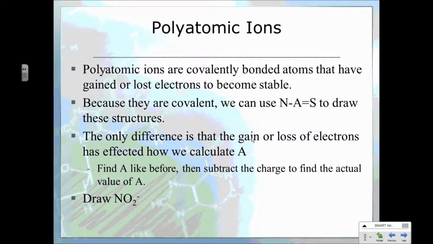Now, if we're going to draw NO2 minus, first we follow the process, NAS. So N: I have 3 non-hydrogens, that's a total of 24. A: nitrogen is in the 5th column, oxygen is the 6th, so each nitrogen needs 5, each oxygen needs 6, that's 17. That looks goofy. 24 minus 17 is 7, that's 3.5 bonds. That doesn't make any sense. That's because I forgot to account for my charge. If I subtract my charge, which in this case is a -1, 17 minus -1 is 18. So I really have 18 available because of that negative charge.